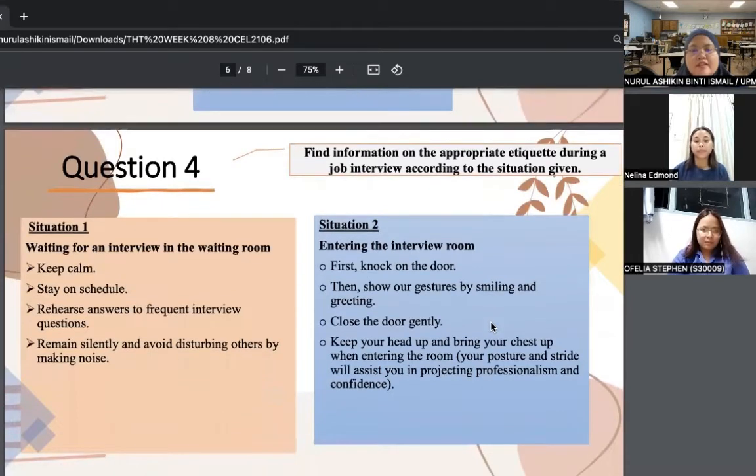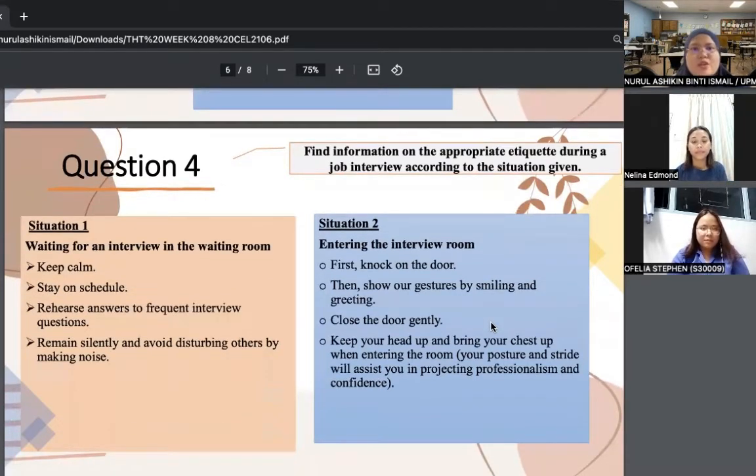Okay, next. This is the last question, which is question 4. Find information on the appropriate ethic during a job interview according to the situation given. There are 5 situations that all the applicants will face during the interview. The first situation is waiting for an interview in the waiting room.